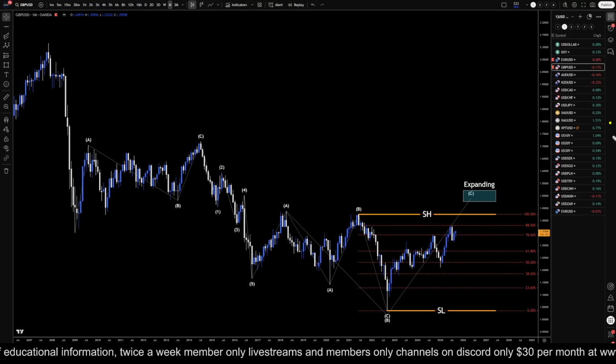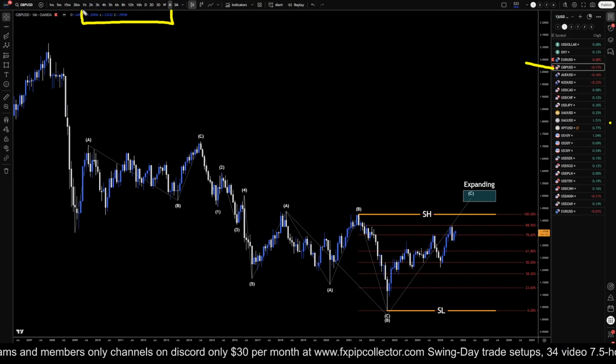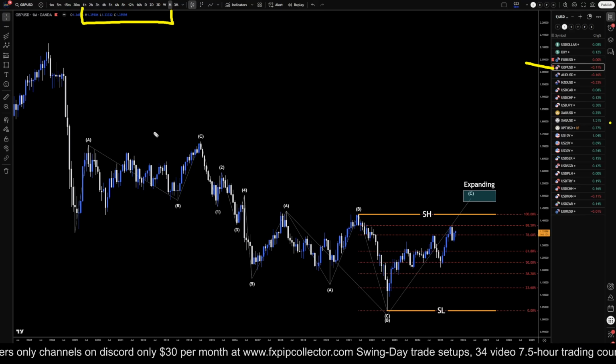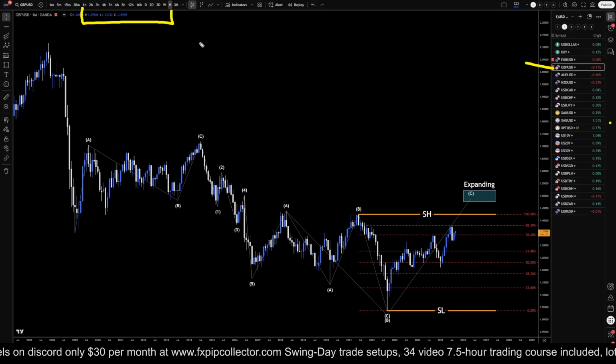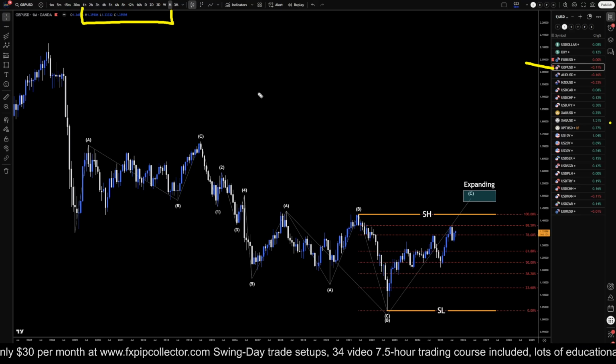Today is Sunday, September 14th, and this is my full top-down analysis for the pound US dollar. We're going to start on the monthly time frame and work our way all the way down to the 1 hour time frame. It doesn't really matter what time frame you're trading, the full top-down analysis is so extremely important.